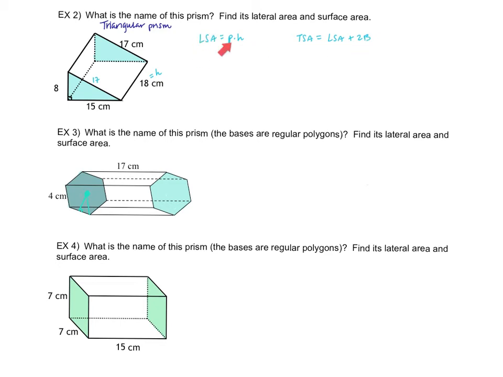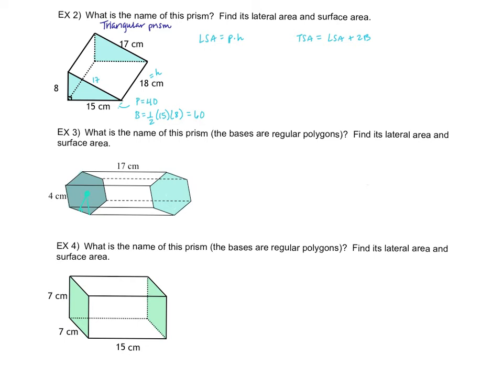So maybe let's go ahead and find out what our perimeter is and our area of our base. So keep in mind our perimeter is all 3 of these sides added together. So our perimeter will actually be 40. And then keep in mind our area of our base is going to be 1/2 base times height. So it's 1/2 base of 15 times 8, our height. So when we do that, we get 60.